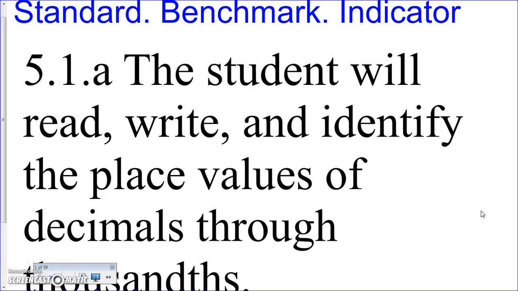Today we are beginning our unit on decimals. Please copy the standard benchmark indicator down on a clean page in your math notebook. The student will read, write, and identify the place values of decimals through the thousands.